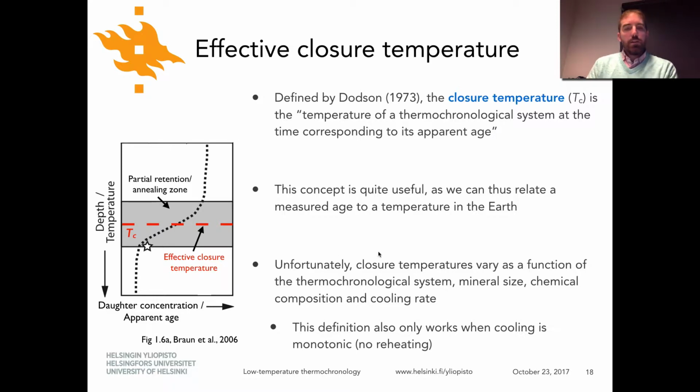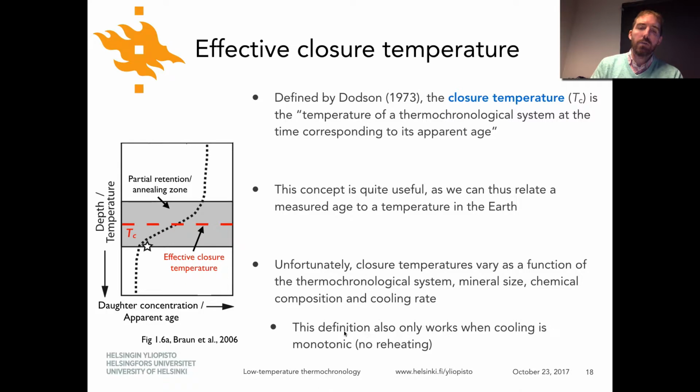Now, the challenge here is that the closure temperature varies as a function of the mineral system you're using, so it's different for apatite uranium-thorium helium dating than fission track dating, than argon dating, etc. But it also varies with the size of the minerals, the chemistry of the crystals for certain systems, and the rate of cooling, as we've already mentioned.